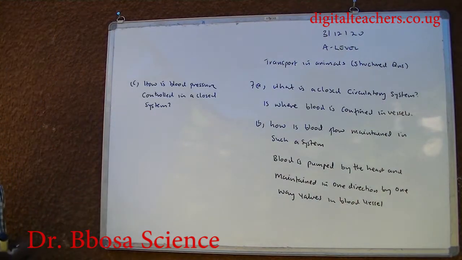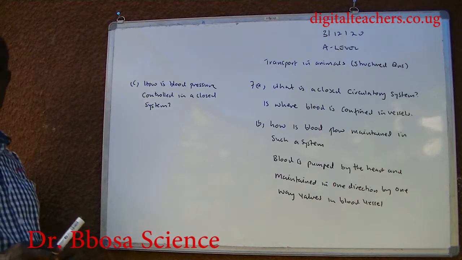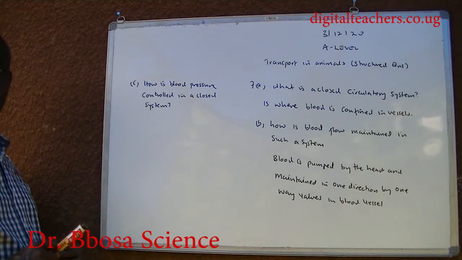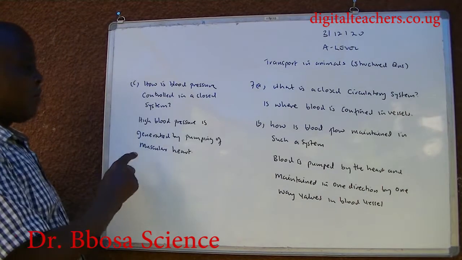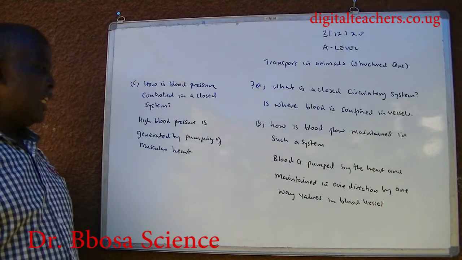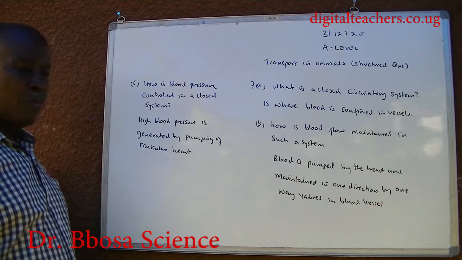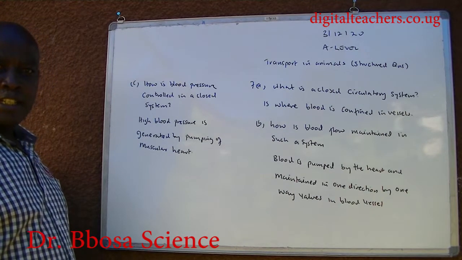C. How is blood pressure controlled in a closed system? You can pause and answer. High blood pressure is generated by pumping of the muscular heart.